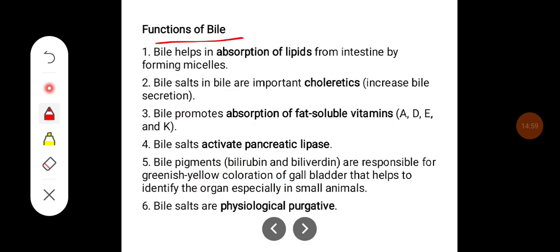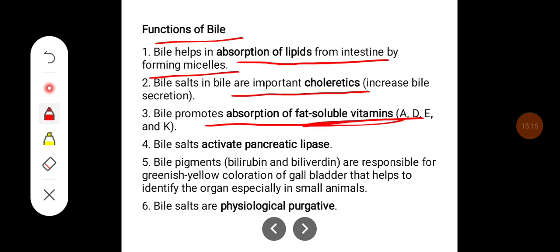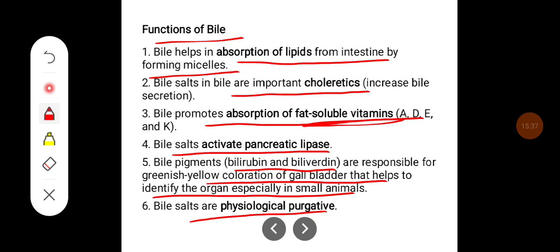Functions of bile. Bile helps in absorption of lipids from the intestine by forming micelles. The bile salts in bile are important choleretics that increase the bile secretion. Bile promotes the absorption of fat soluble vitamins A, D, E, K. Bile salts activate pancreatic lipase. Bile pigments bilirubin and biliverdin are responsible for the greenish yellow coloration of the gallbladder, so that helps to identify the organ, especially in small animals. Bile salts are also physiological purgatives.